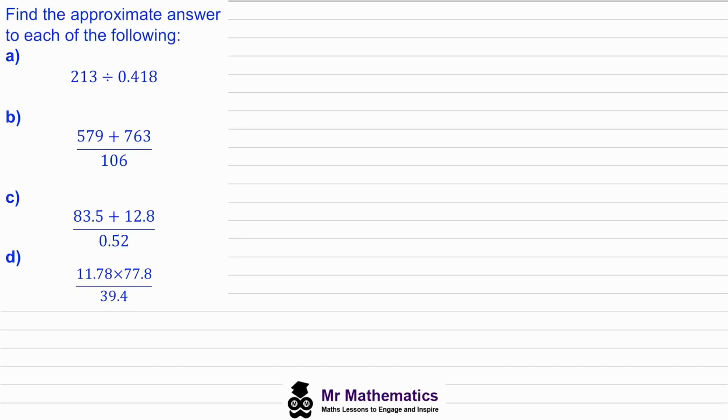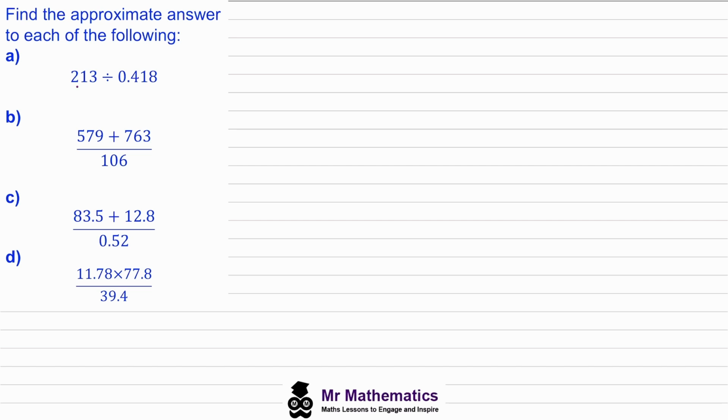Hi everybody. So in this video, I'm going to show you how we approximate solutions by rounding to one significant figure. If we look at question A, we've been asked to approximate 213 divided by 0.418. When we approximate this, we round each of these values to one significant figure. If you're not sure how to do that, you should check out my previous video. I'll leave a link in the description below.